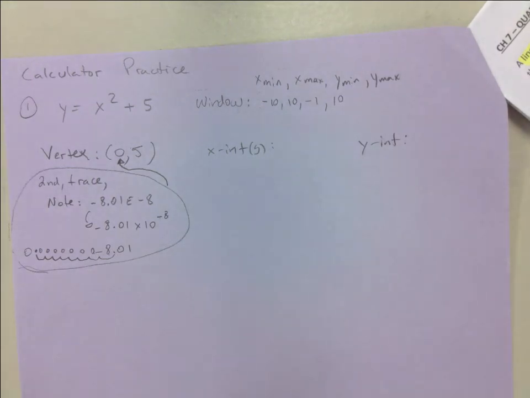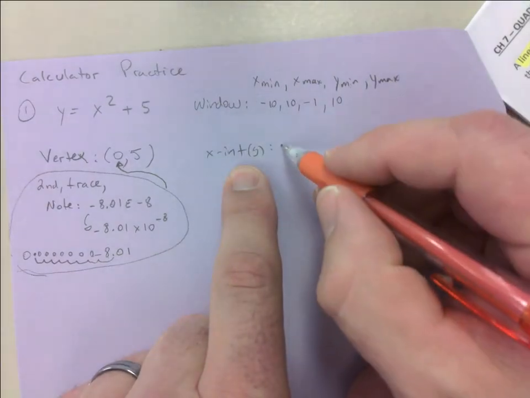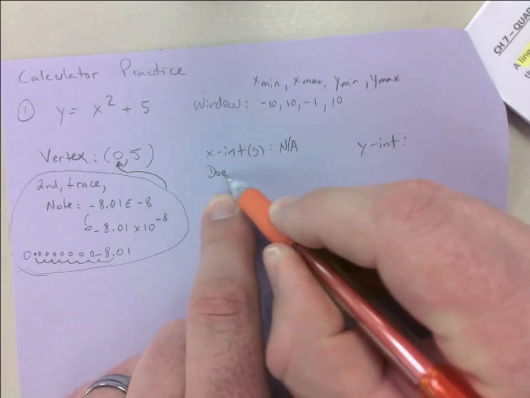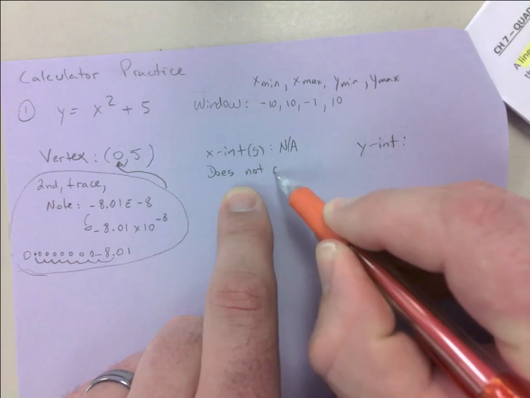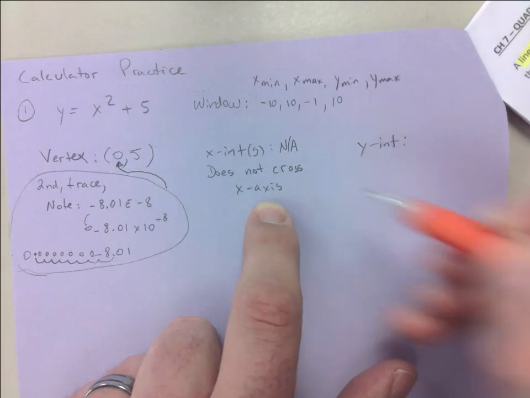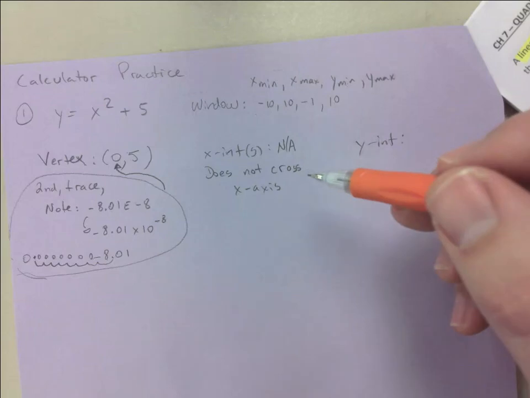We don't, okay? All right, what about the x-intercepts? I will say NA, there are none, okay? I will say does not cross. Does not cross x-axis. Make sure you write this down, okay? That is why there are no x-intercepts.